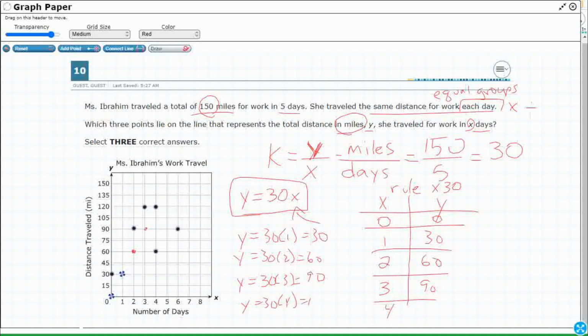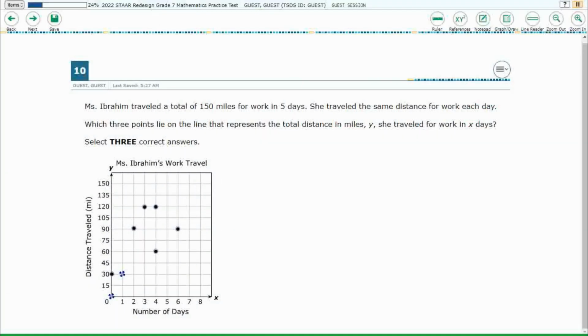Let's try 4. Y equals 30 times 4, that's 120. And there it is. That's our final one, 120.